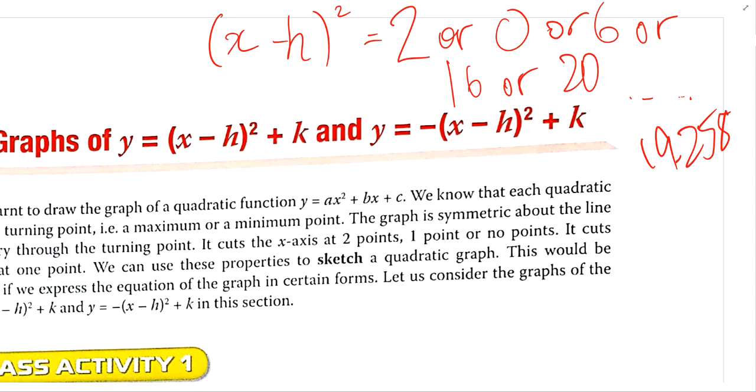Did I say perfect square? Okay. Now, how do we decide whether can or cannot? Yeah, square root it. Take out your calculator, press.